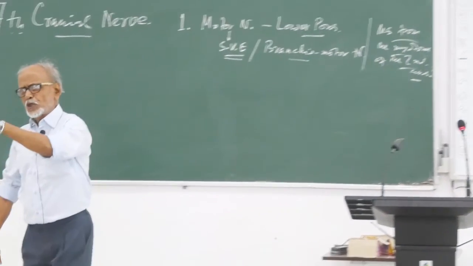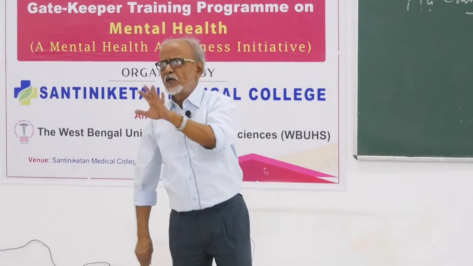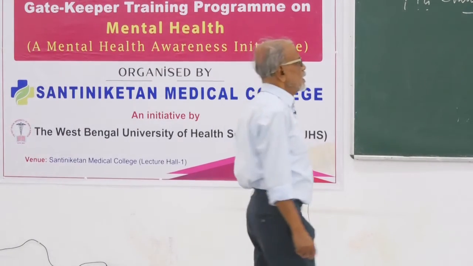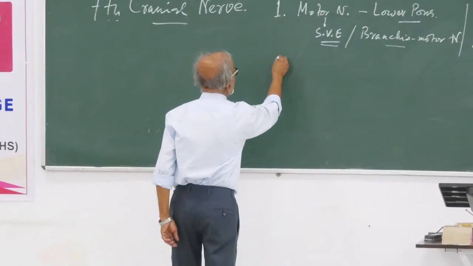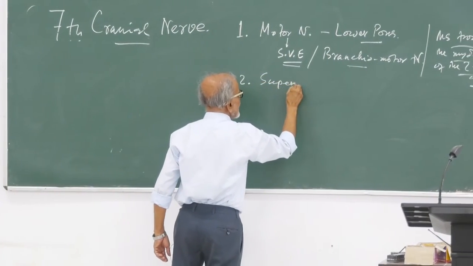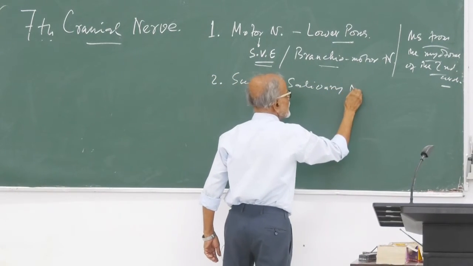I will elaborate upon the muscles later. It will be supplying all the muscles derived from the myotome of the second arch, the fibers. The next nucleus of the facial nerve is the superior salivary nucleus.